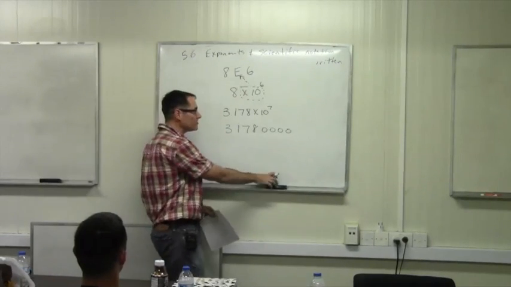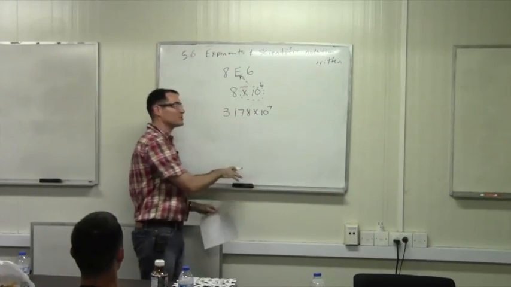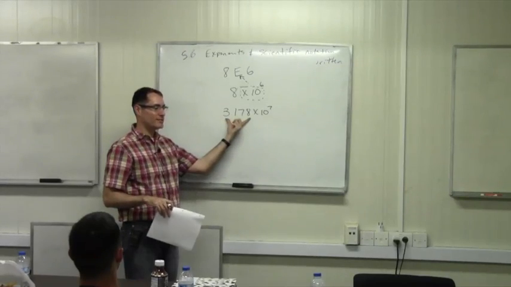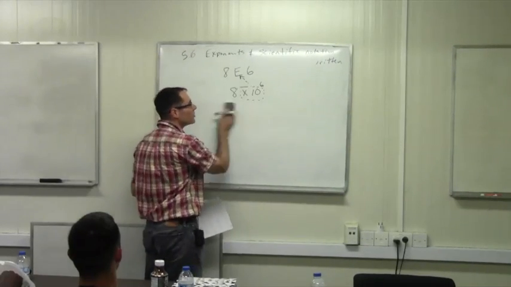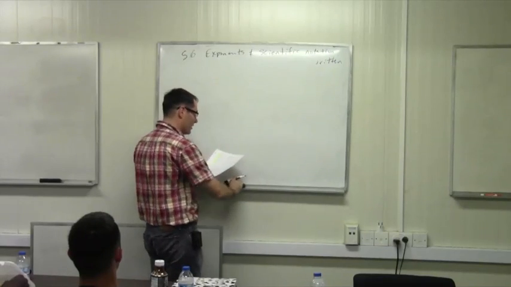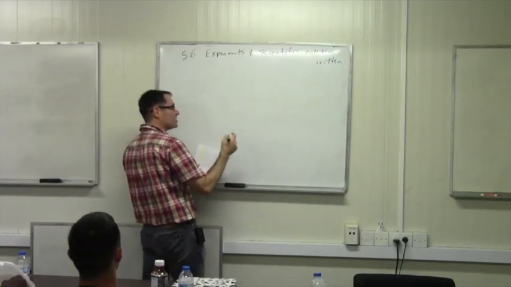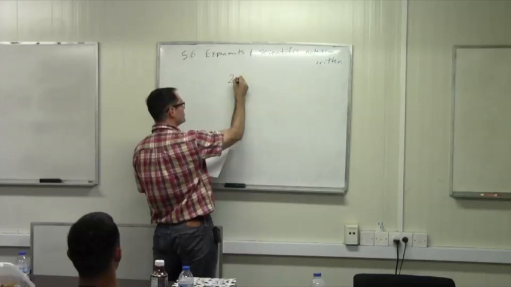Now, we can also write, and by the way, is this proper scientific notation? Is this number between 1 and 10? Yeah, it is, and that's a 10 to the 7th. You can also do it going the other way, like if you have a negative exponent, which means you go in the opposite direction.